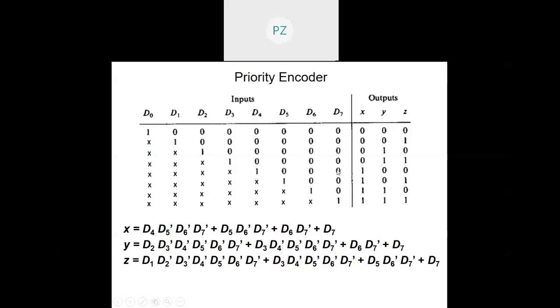Somebody may, for the heck of it, want to have some randomized priority. Somebody wants to have D4 as the highest priority, then D2, then D5, and so on. Some randomized priority. Then also this table can be drawn and these lines can be written. So I leave it to you to practice, right?